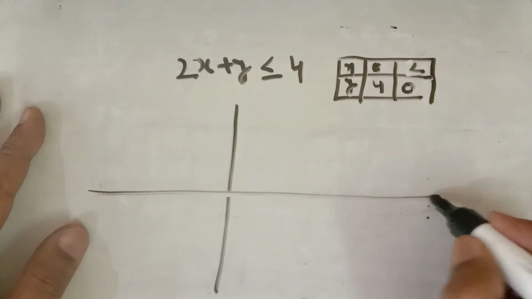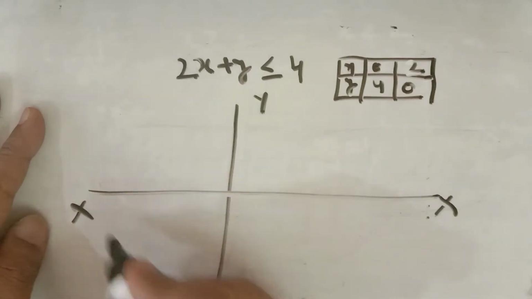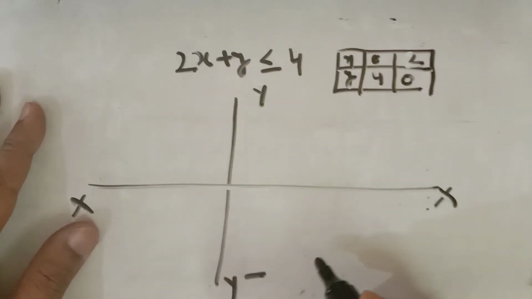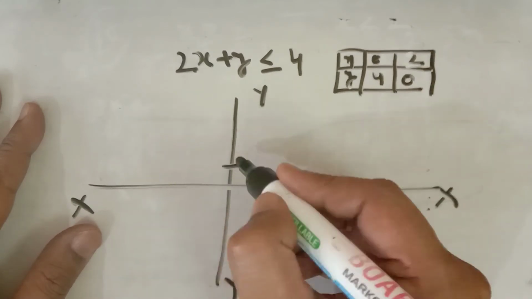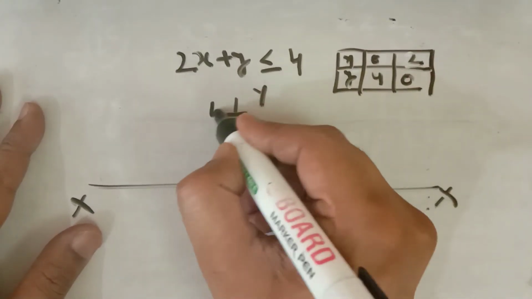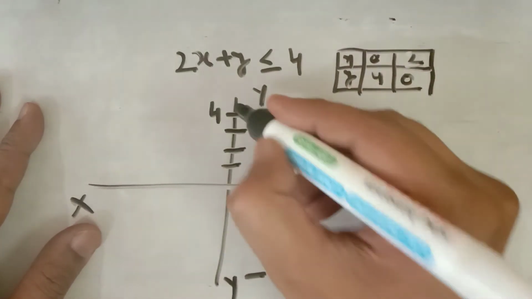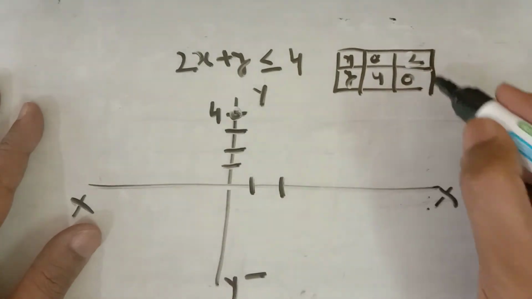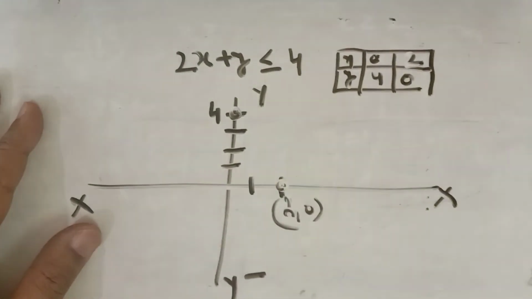Now draw the graph with the x-axis, y-axis, negative x-axis, and negative y-axis. The solution set is (0, 4) and (2, 0). The first point is (0, 4), so (0, 4) is this, and the point (2, 0) will be this.